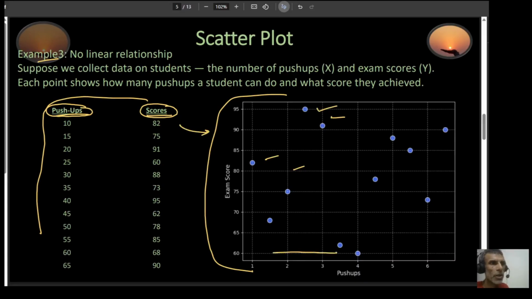As your push-ups go up, sometimes your exam score goes up, sometimes it goes down. It's basically all over the place. So there is no clear linear relationship between the number of push-ups a student can perform and the scores.